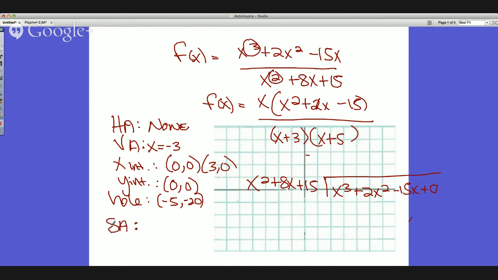Anytime there isn't a horizontal because there's too much on the top, there's a chance of a slant asymptote. Correct. Only when it's one greater on the top than the bottom. Okay. Only when you're one greater on the top. That's it. All right. Okay?